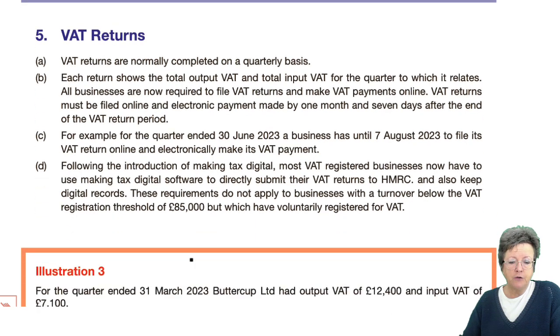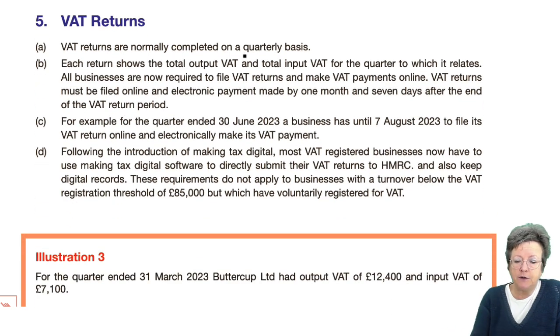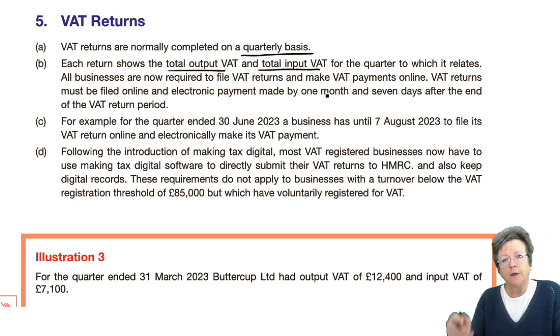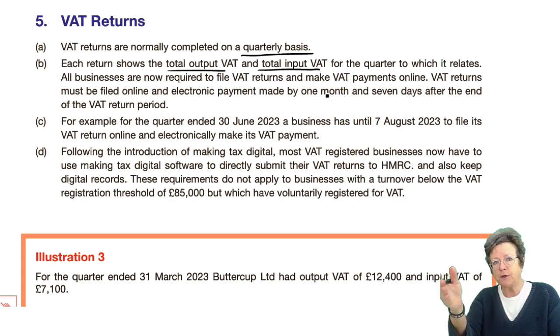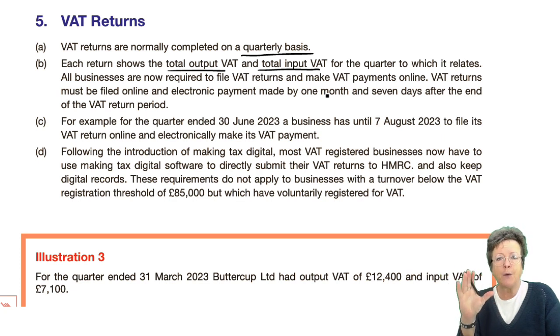VAT returns. We've seen this already. I've explained that it's on a quarterly basis. Each return shows the output and the input for the quarter. So the question that we did earlier, question number 4, I think it was, that question we did the output with all the maths, all the workings, show all the workings. It's not about answers, it's about rules and workings. Please show everything. And it looks like that, output less input.